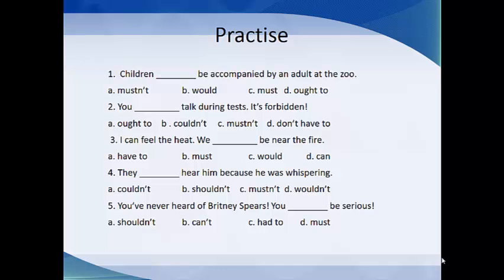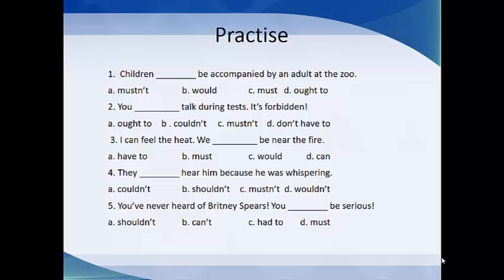Number 2. You, blank, talk during tests. It's forbidden. You are not allowed to do that. Ought to, couldn't, mustn't, don't have to. The answer is mustn't. You mustn't talk during tests. It's forbidden.